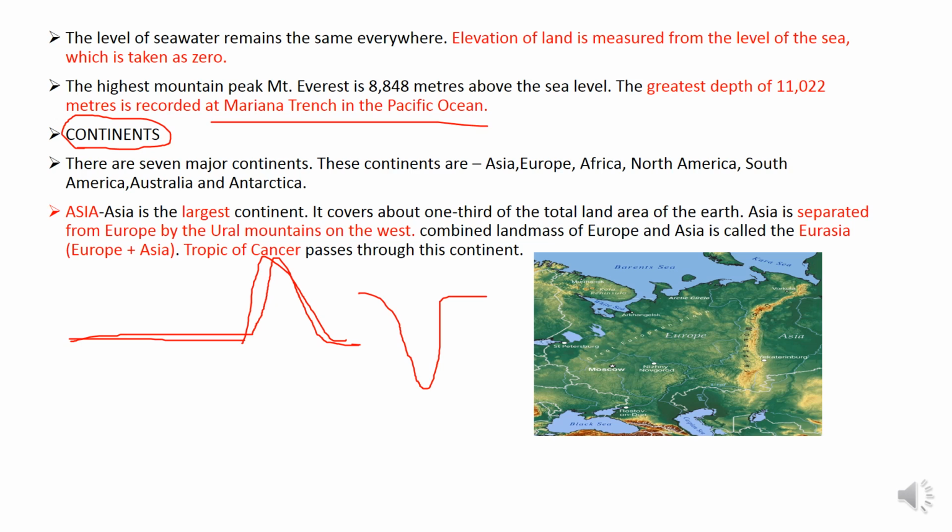There are 7 major continents. These continents are Asia, Europe, Africa, North America, South America, Australia and Antarctica. Asia is the largest continent. It covers about 1/3 of the total land area of the Earth. Asia is separated from Europe by the Ural Mountains on the west and this is present in the eastern hemisphere. Combined landmass of Europe and Asia is called Eurasia. The Tropic of Cancer passes through this continent.